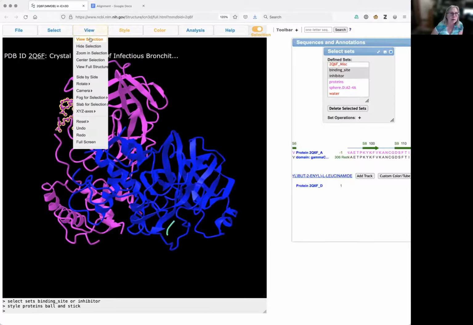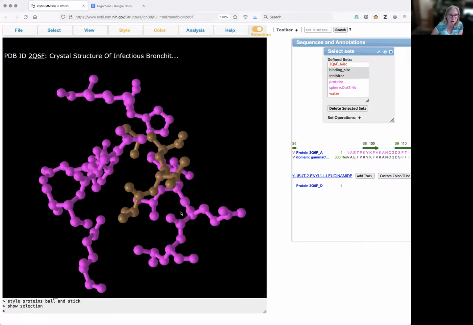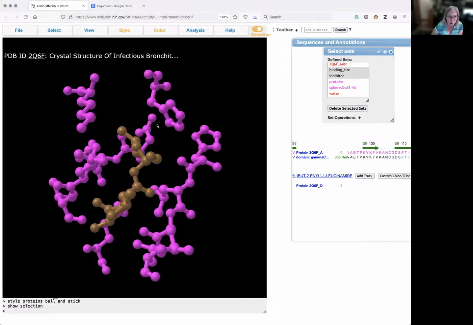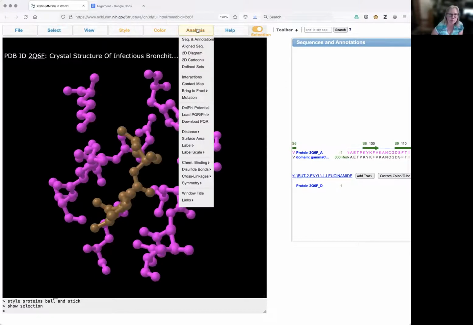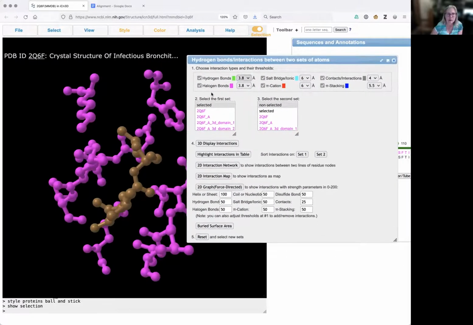Now I'm going to hide everything else so that I can focus on the interaction here between the inhibitor and the binding site. So no covalent bonds, but what other kinds of bonds might there be? So what I'm going to do now is open up the analysis menu, and I'm going to choose interactions. And the bonds I'm going to focus on today are hydrogen bonds and salt bridges. So I'm unchecking everything else.